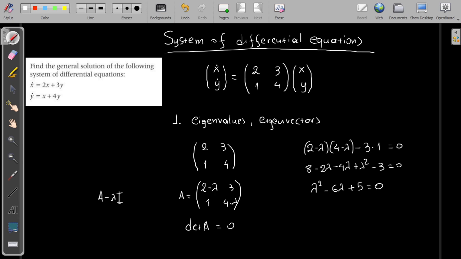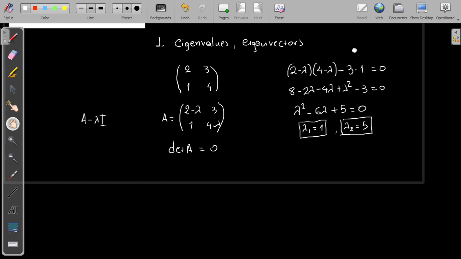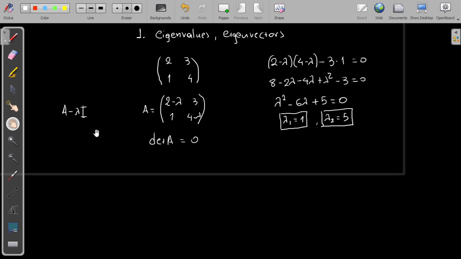Now the only thing I need to do is find the eigenvalues, where the eigenvalues will be after solving the quadratic. Lambda 1 will be 1 and lambda 2 will be 5. Now I found my eigenvalues. These are my eigenvalues. Now the only thing I need to do is to find my eigenvectors.